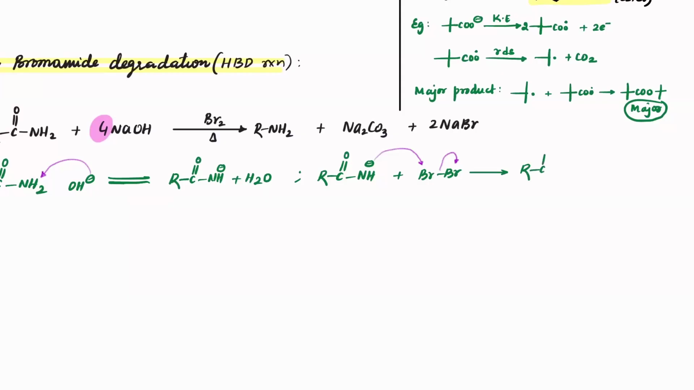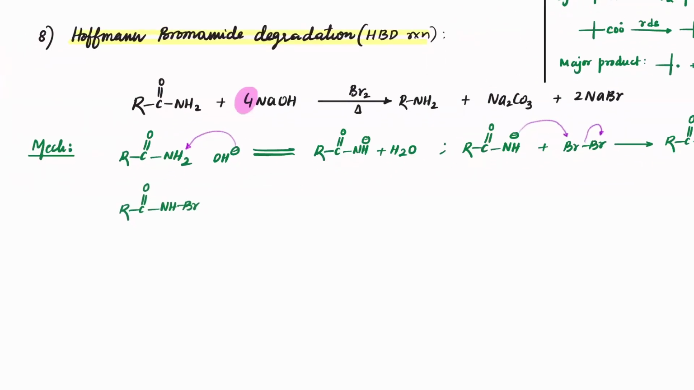That will give C double bond O, NHBr plus Br minus. So it is like an N-bromoamide. N-bromoamide has formed. When you treat this N-bromoamide with OH minus again, this time removing H plus is even easier, because bromine is a withdrawing group, so that will help in increasing the acidic strength. So you'll get N minus and Br.